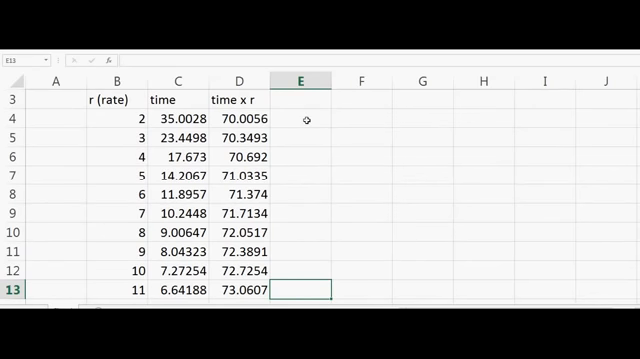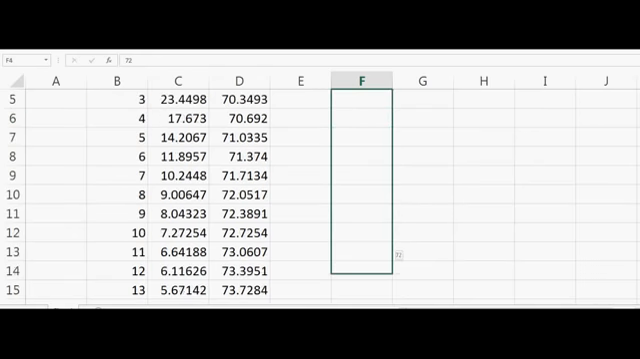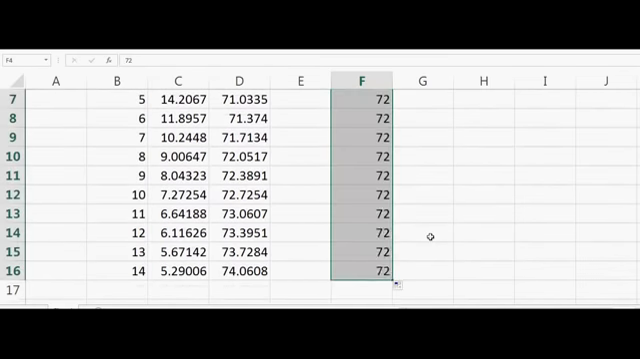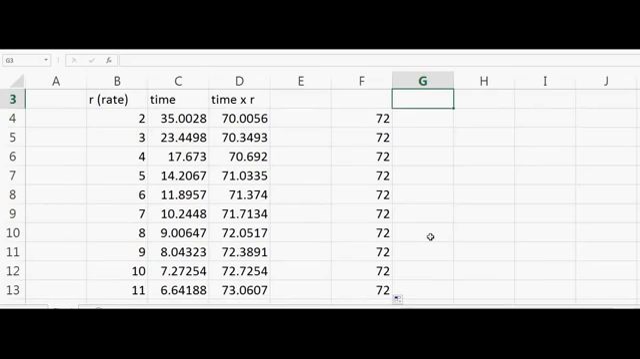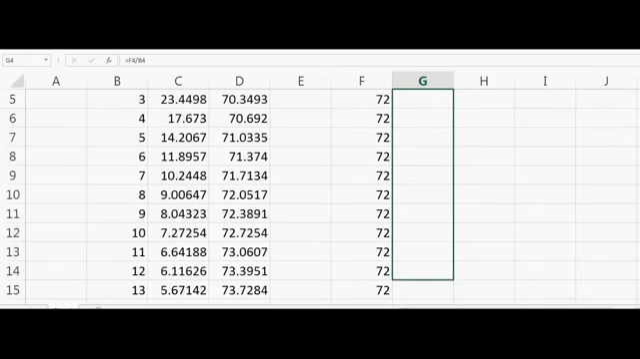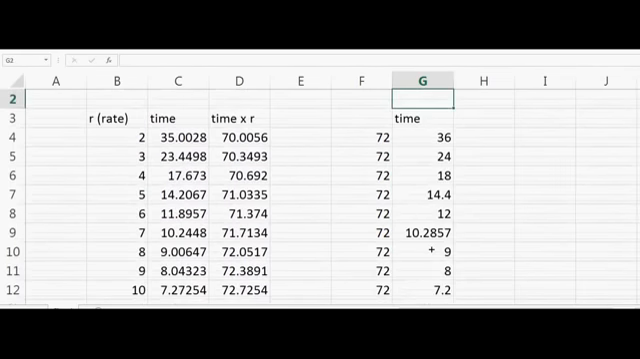So if we approximate the number to be 72, then all we need to do is, if I use the same approach, if I use our trick, then instead of using 70.005, I will always use 72. So I keep using 72 for all these rates, and then I'll calculate the time. Time will be equal to 72 divided by rate. So now you can see that I get numbers which are very close to the actual time it should be.